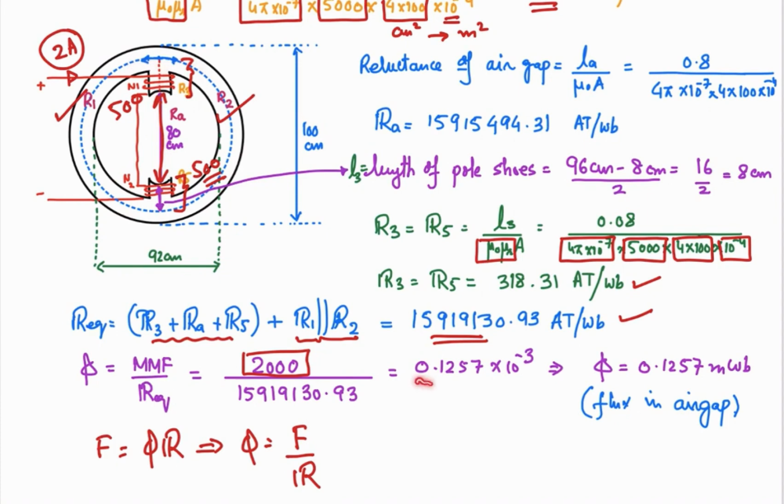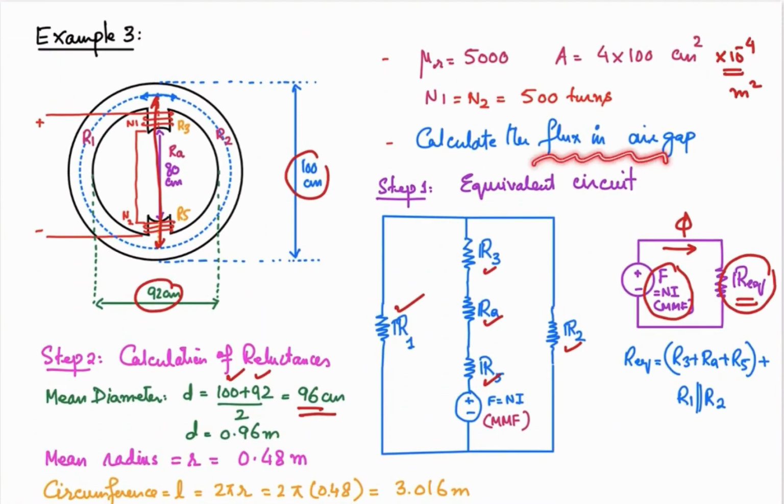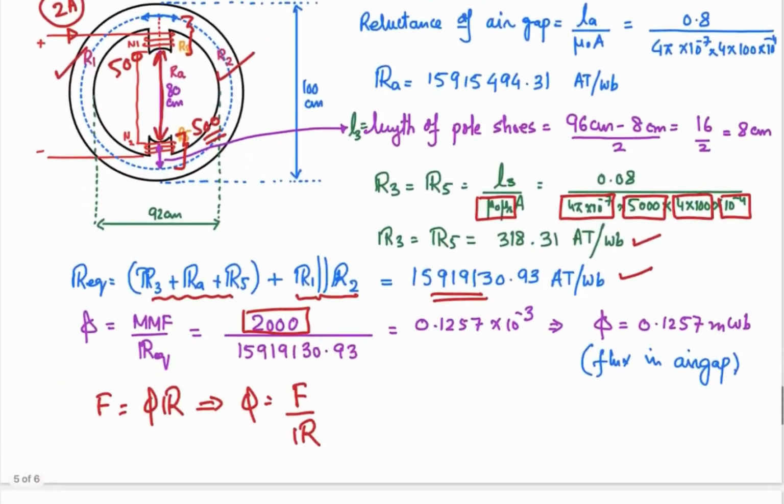So the flux that will be developed will be calculated as mmf divided by R equivalent, that is 0.1257 into 10 raised to the power minus 3, or 0.1257 milliweber. So this is the flux in the air gap, and we were supposed to calculate it. If I go and look at the statement of this question, we were supposed to calculate the flux in the air gap for the 2 ampere current. So flux in this air gap we have calculated, right, by developing an analogy between the electrical and the magnetic circuits.